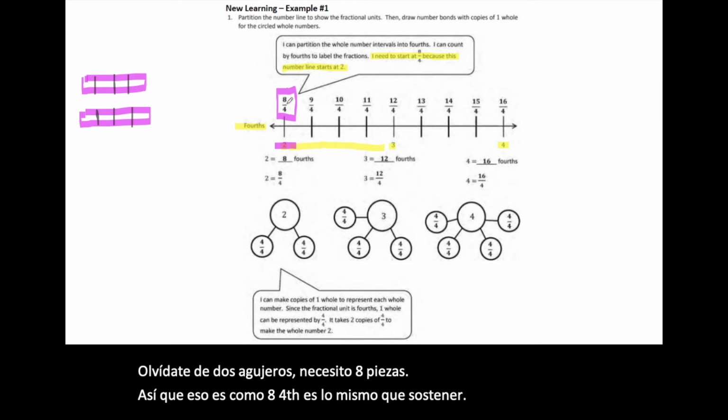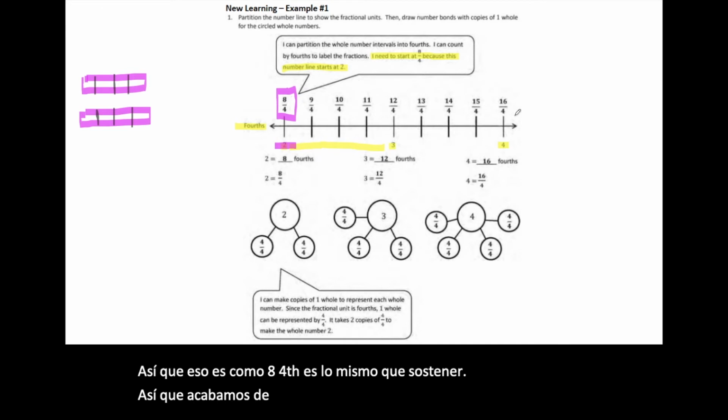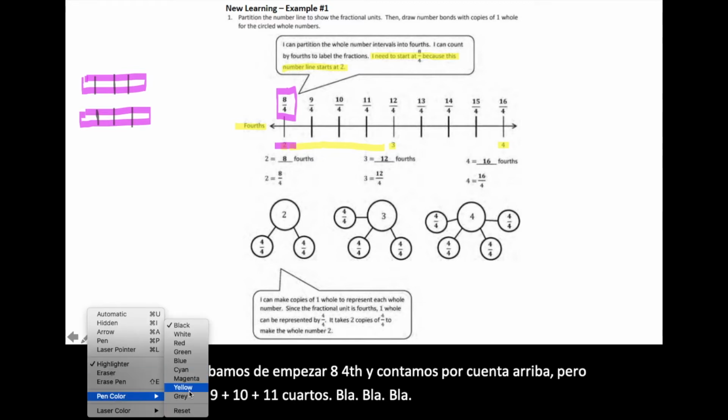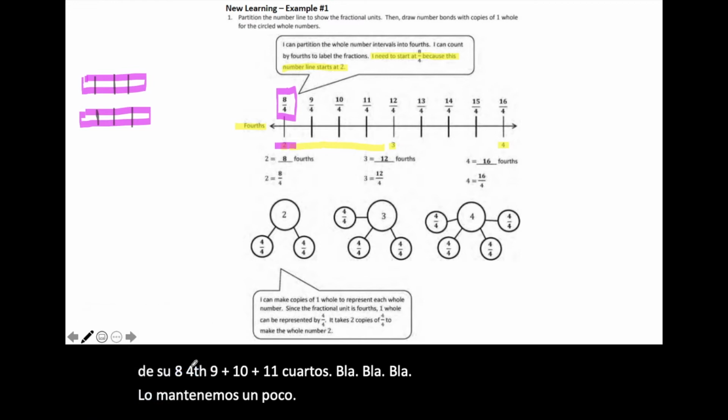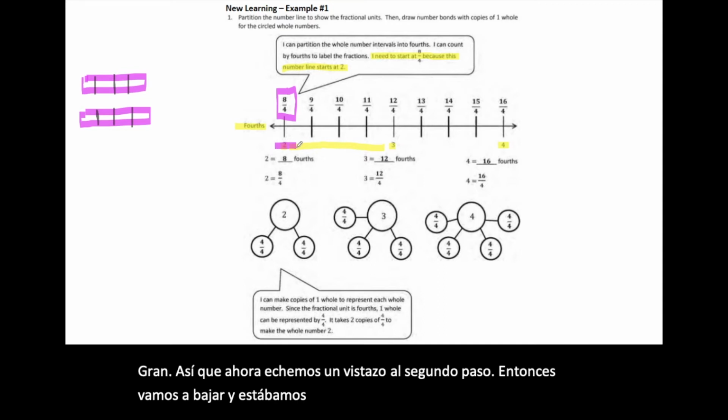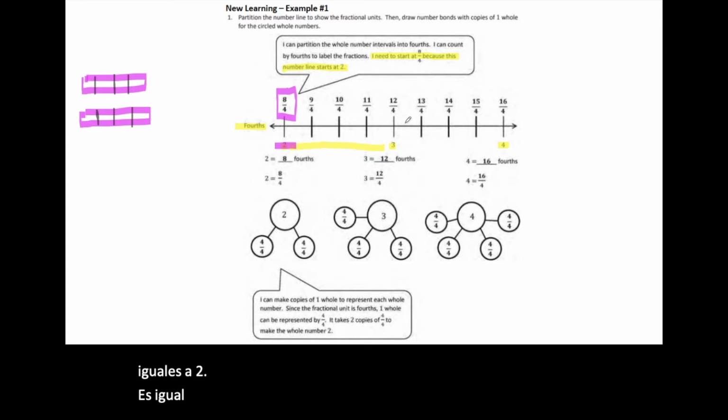So we just start at 8/4 and we count up from there. 8/4, 9/4, 10/4, 11/4, and so on. And we keep it moving. Great, so now let's look at the second step. So then we're just going down and we're saying what the whole numbers equal. 2 equals 8/4. 3 equals 12/4. 4 equals 16/4.